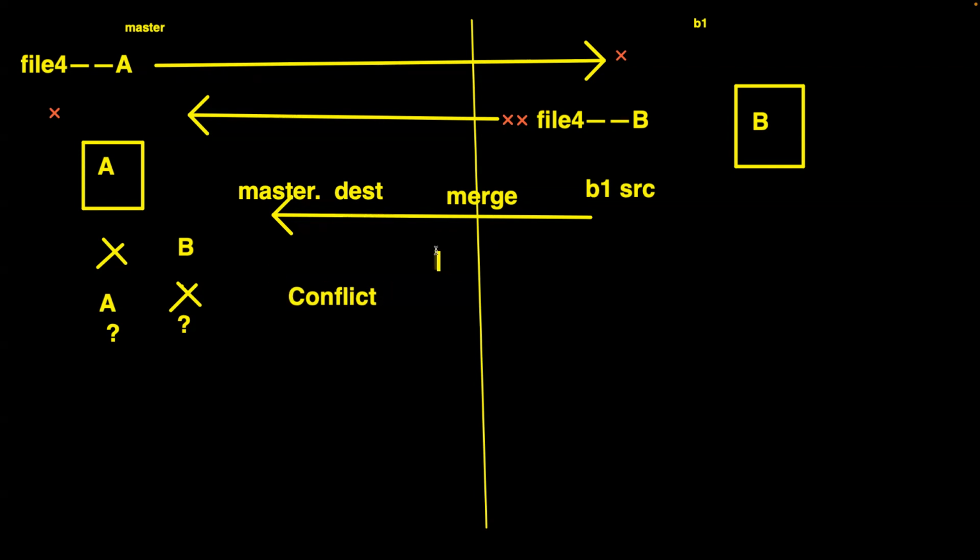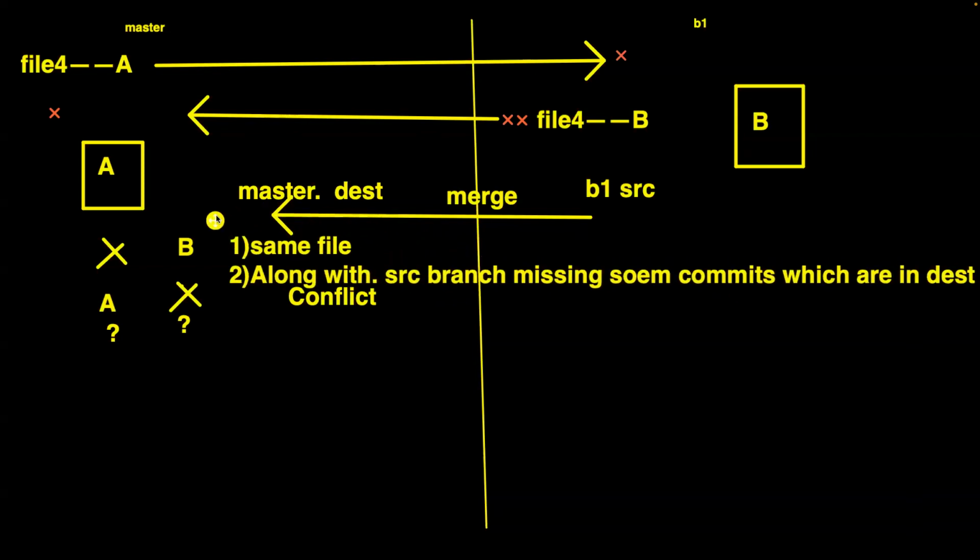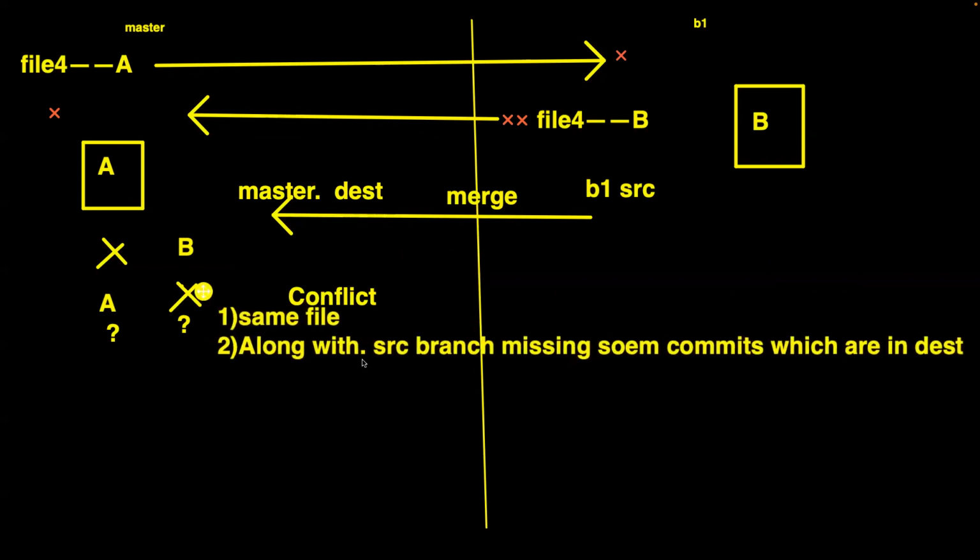So what is the reason for this? Generally, people think that it's the same file. Same file is true to a certain extent, that's one point. But it's not just the same file alone. Same file along with the source branch missing some commits which are there in the destination. That's the reason for conflict. Same file along with source branch missing some commits which are in the destination branch.